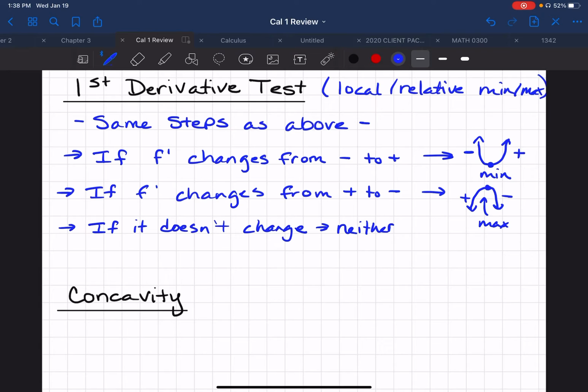And graphically, that can look like it does zero out right there, but it's still decreasing and decreasing, or the other way around, positive and positive, but it didn't change direction.